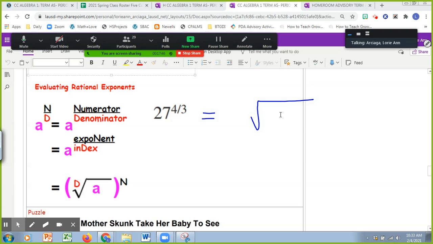Can you tell me what the base is? What should I put under the radical sign? In the chat pod. 27. Very good, Shalia. What's my index? Very good, Evelyn.